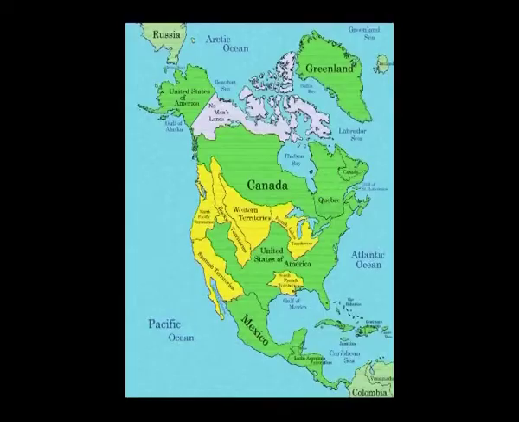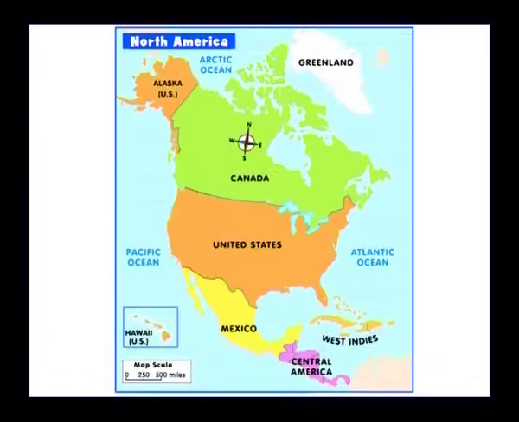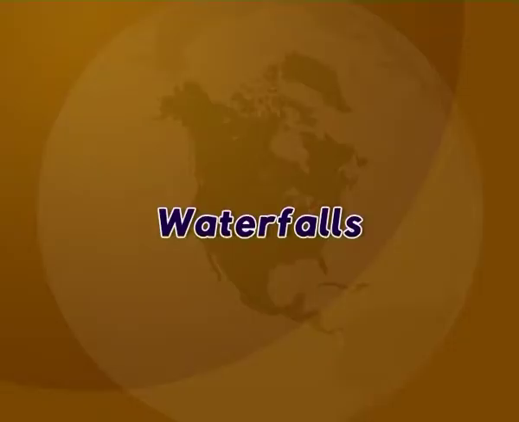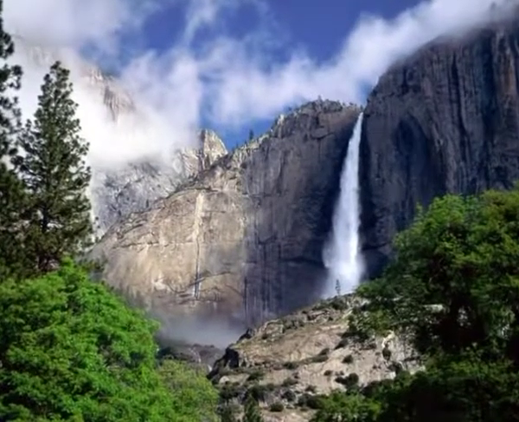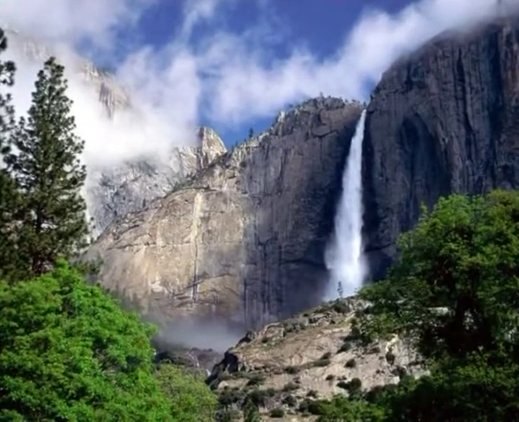Oceans. The United States is bordered by the Pacific, the Atlantic and the Arctic Oceans. The country is bordered by the Pacific and Atlantic Oceans. Alaska is a state that is bordered by the Arctic Ocean. Waterfalls. Yosemite Falls in California is the tallest waterfall in the United States. It is located in Yosemite National Park.